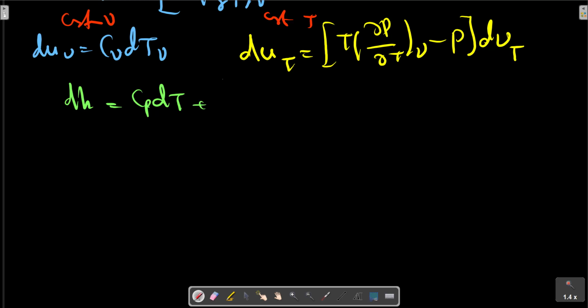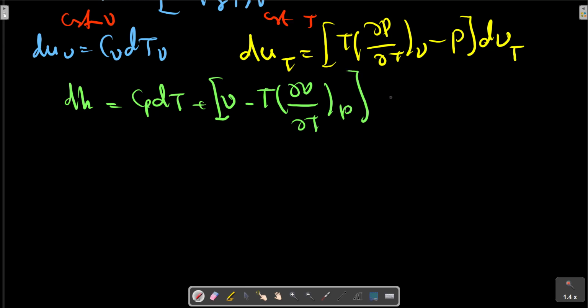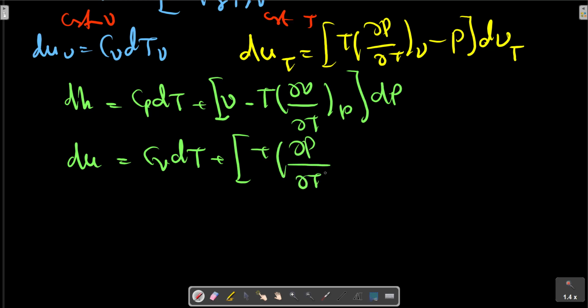dH equals Cp dT plus [V minus T ∂V/∂T] dP, and dU equals Cv dT plus [T ∂P/∂T minus P] dV. The first of these equations concerns the change of enthalpy and the constant pressure specific heat, and is particularly suited to an equation of state explicit in V. The second equation concerns the change of internal energy and the constant volume specific heat and is particularly suited for an equation of state explicit in P.